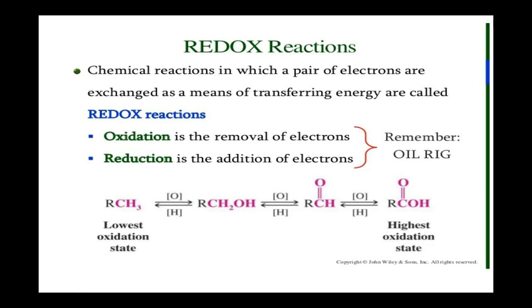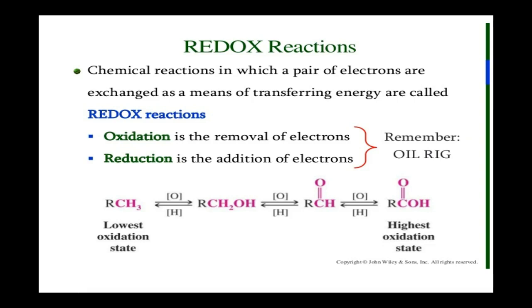Oxidation is the removal of electrons. Reduction is the addition of electrons. You remember the mnemonic OIL RIG. Oxidation is loss of an electron. Reduction is gain of an electron. And what you are doing here is taking a carbon chain. The R is the functional group. We don't know what the functional group is. It's just an unknown R.